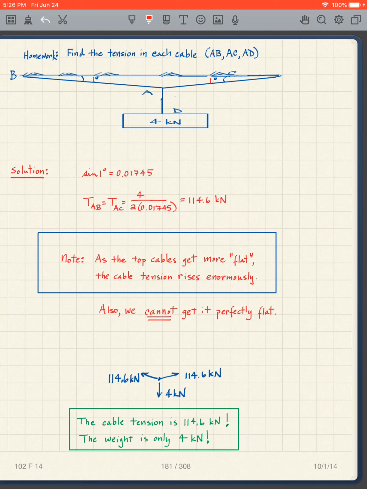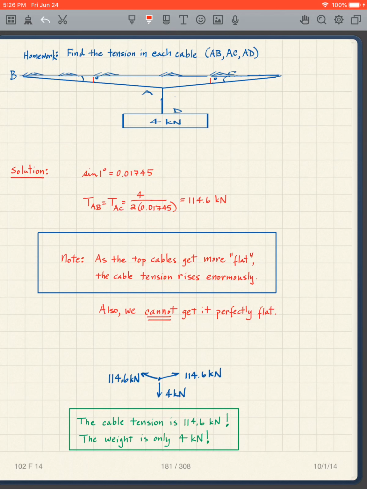But as we try to make it more and more flat, the tension goes up and up. So like I say, the cable tension's 114.6, but we're only trying to hold 4 kilonewtons. So it's a factor of almost 30. Yeah, 30 approximately. So we have to have our cable.